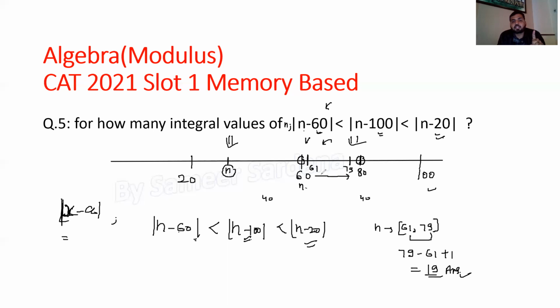When n will be in the region of 61 to 79, in that case all values of n, right, will be having a distance, right? The distance of n from 60 will be the least, and the distance of n from 20 will be the highest, and the distance of n from 100 will be in the middle, right? So that's the question, guys. Answer to the question would be 19.